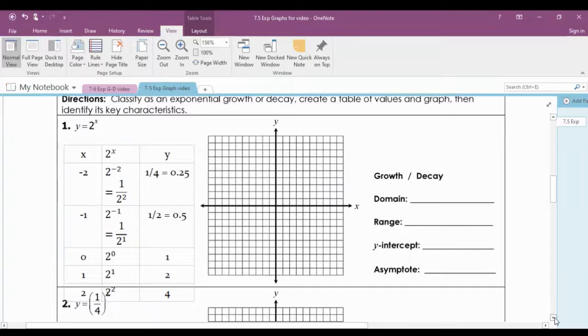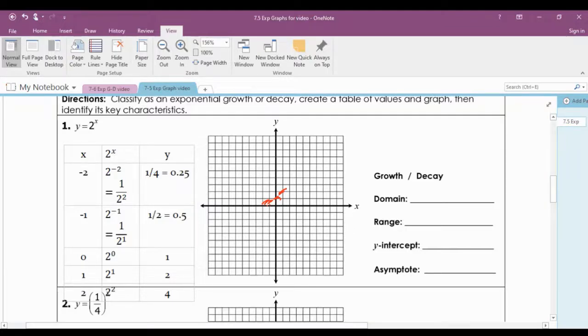Okay, so here's our problem, and I'm going to put negative 2, 1/4. That's about right there. Then we've got negative 1, 1/2. Well, that's not much farther up, is it? And then we have 0, 1, that's just right there. And then we have 1, 2, which is right there. And then we have 2, 4.